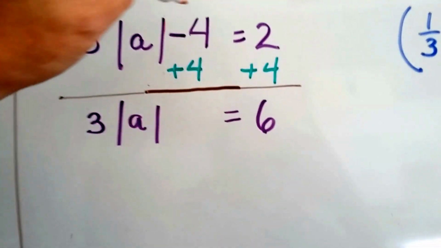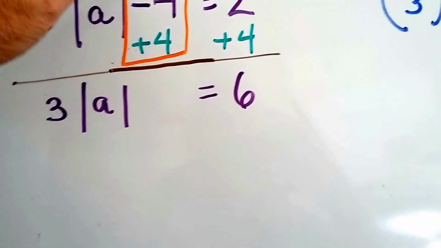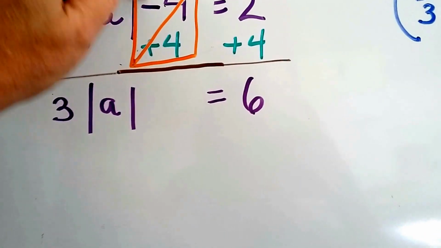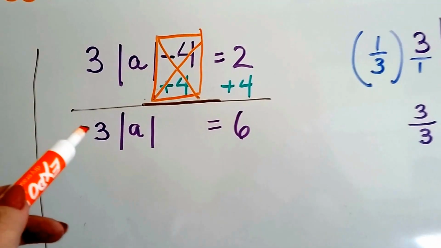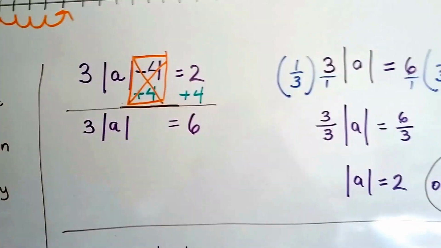We can use the addition property of equality right here and add 4 to both sides so that we can get rid of this minus 4. And we add the 4 to this side and get a 6. So now we have 3 times the absolute value of a equals 6.